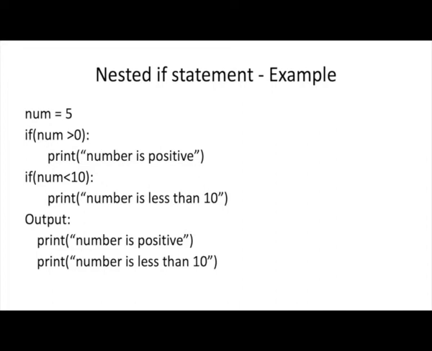Then it will check the next if statement, num less than 10. Yes, this condition also becomes true. How? Because the num value is 5, and 5 is less than 10, this condition is also true. Therefore, the statement inside the print statement gets executed, so "number is less than 10". So, the output will be "number is positive, number is less than 10".